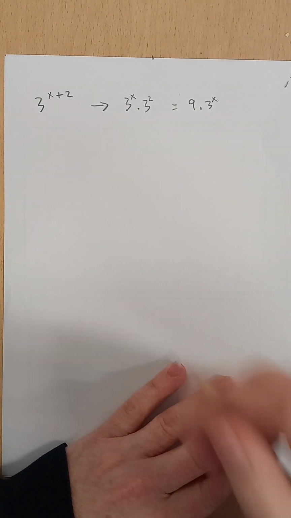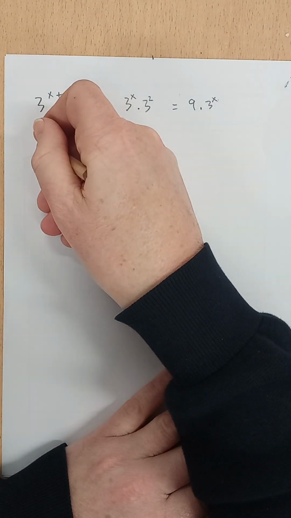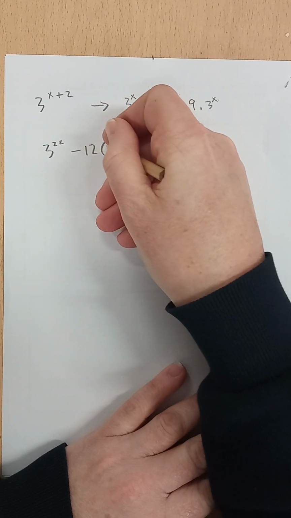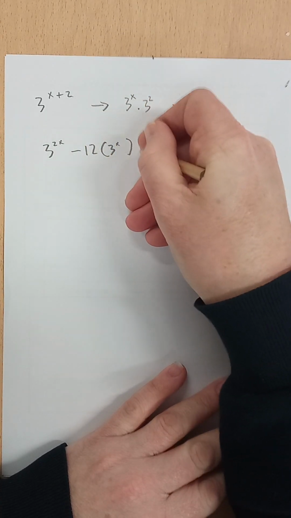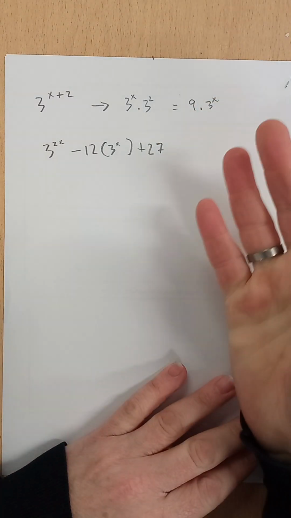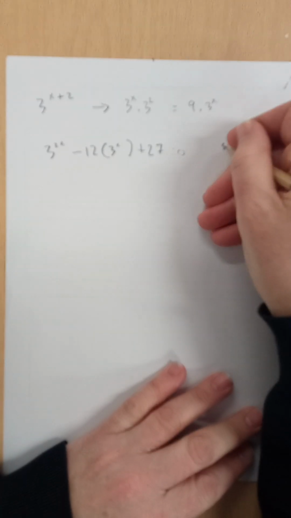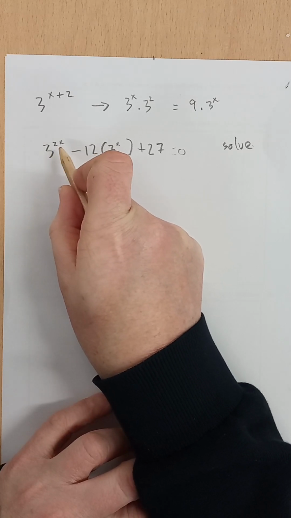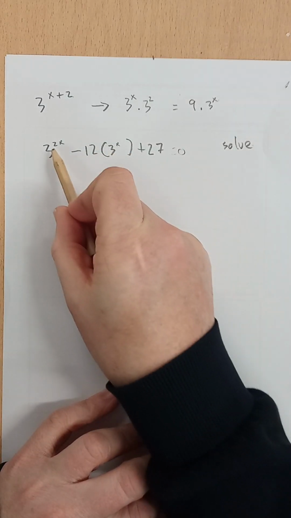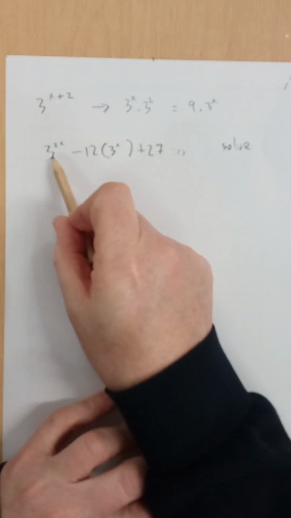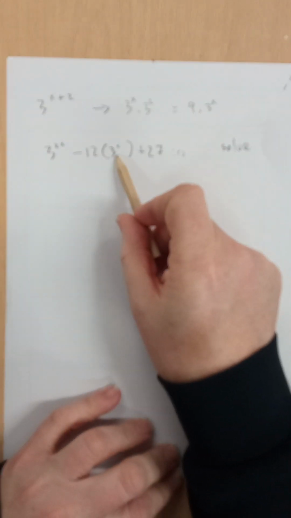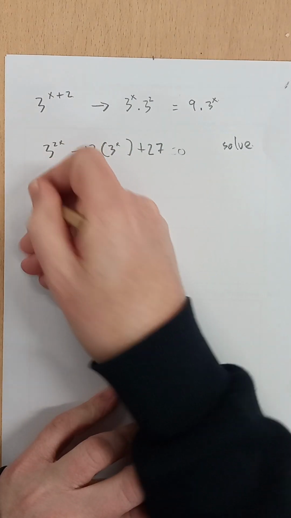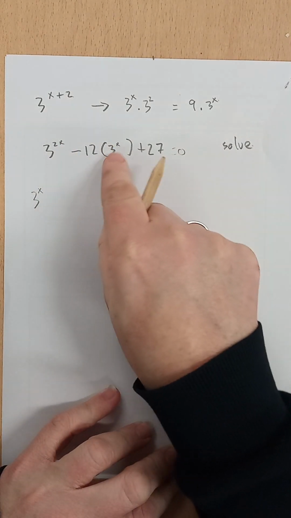So let's say I have 3 to the power of 2x minus 12 times 3 to the power of x plus 27, and I want to solve this. Well, let's figure out what this used to be. What I can see in all of these is a base of 3. But more importantly, I can also see that there's a 3 to the power of x in all of them. There's one there and there's one there.